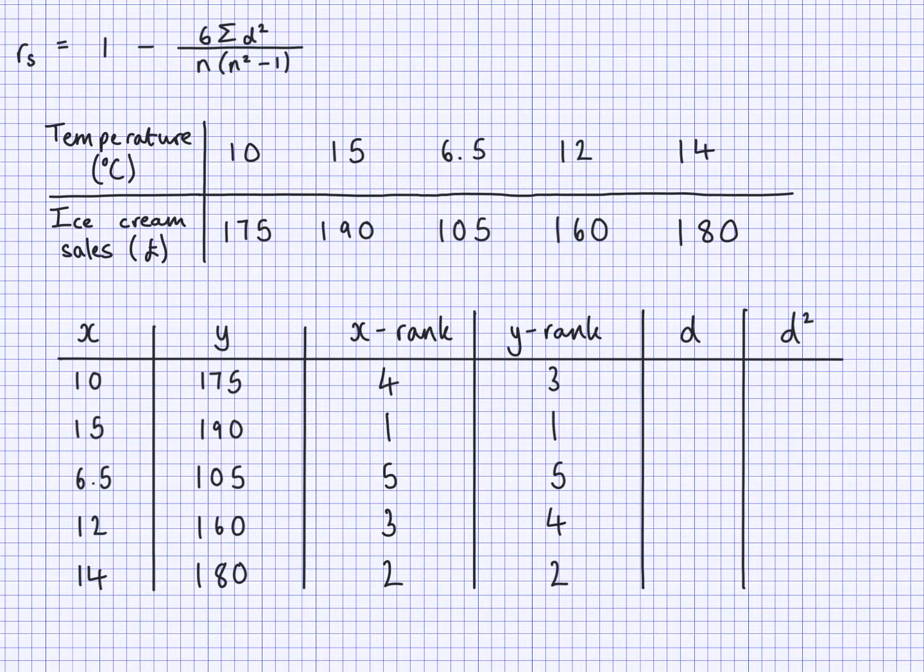Now this d here, which is the d in the formula, is the difference. Okay, so what we're going to do is 4 take away 3. Okay, so 4 take away 3 is 1. 1 take away 1 is 0. 5 take away 5 is 0. 3 take away 4 is -1. And 2 take away 2 is 0. And the d squared is just this value squared. So 1 squared is 1. 0 squared is 0. We've got 0 here. -1 squared is also 1. And then we've got 0 here. And now I can use this column here to move on and complete this formula and find this value.